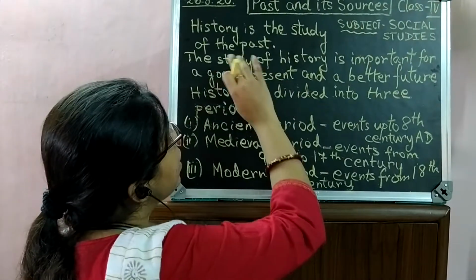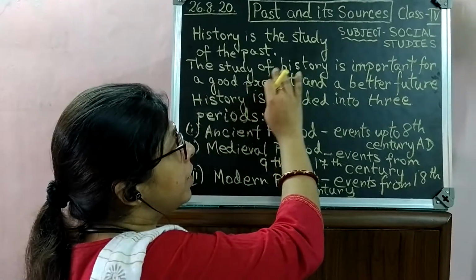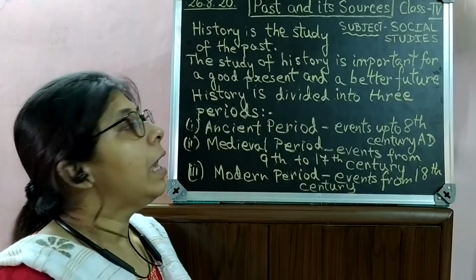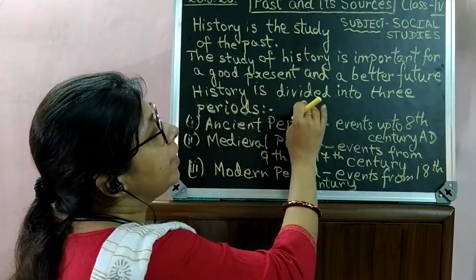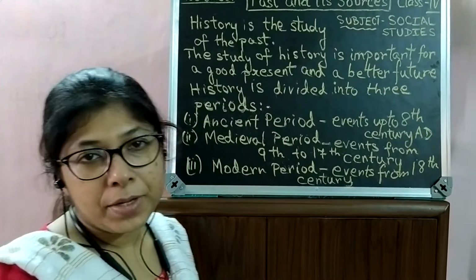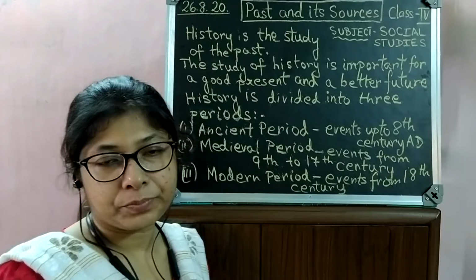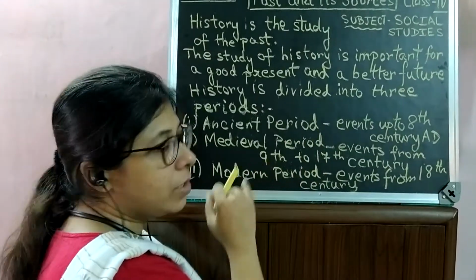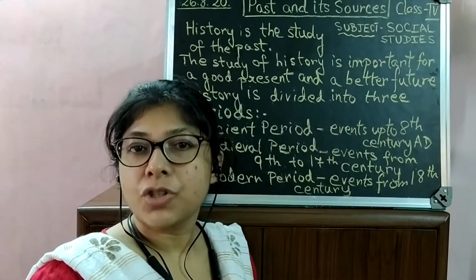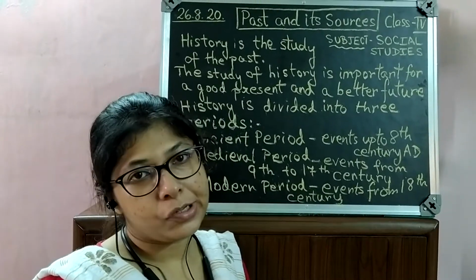So, till now we have learned that history is the study of the past. The study of history is important for a good present and a better future. And Indian history is divided into three periods: ancient, medieval and modern. And the period from 4th to 6th century is known as the Golden Age of India. So today we have learned till here. Next day we will do the remaining part of the chapter, that is historical sources and the division of the historical sources into literary sources and archaeological sources.